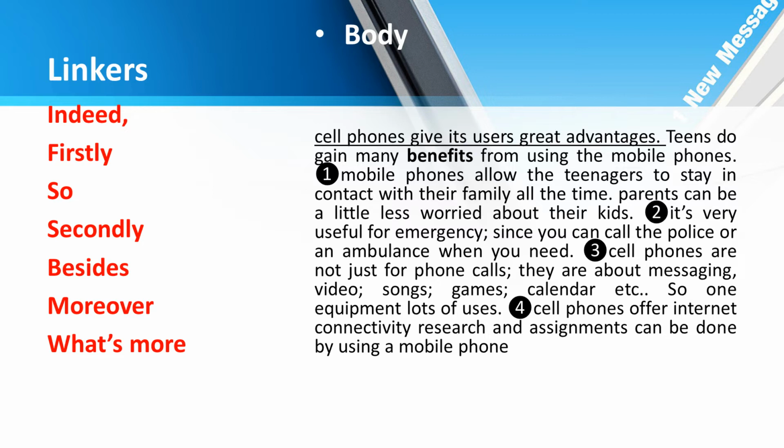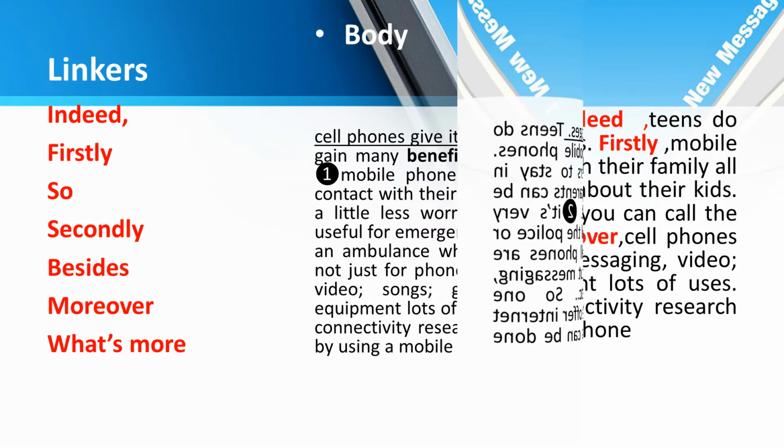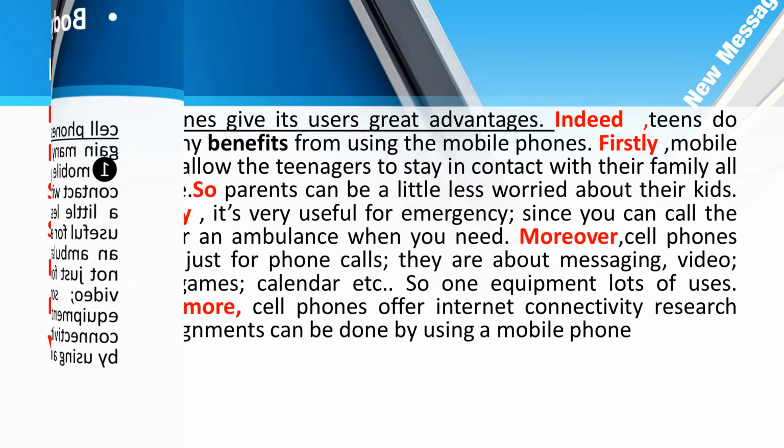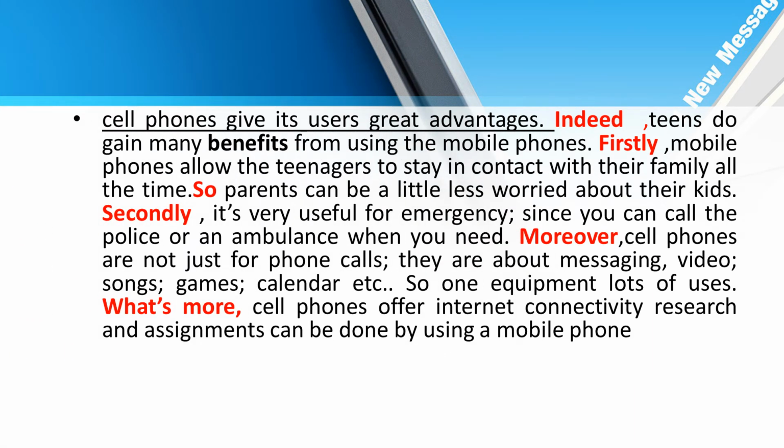The ideas are: the first one is that we have contact with family. The second one, the usefulness of the telephone in emergencies. The third one is that these gadgets are also used for entertainment. And the last one is that we can get homework done by using these phones. Now the outcome of this paragraph, the first part of the body: cell phones give their users great advantages.